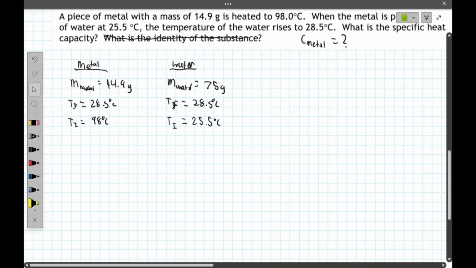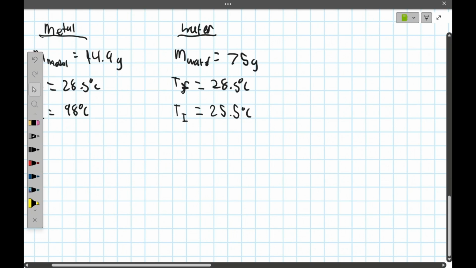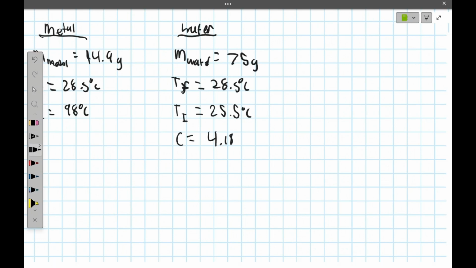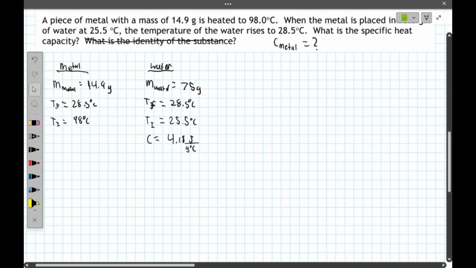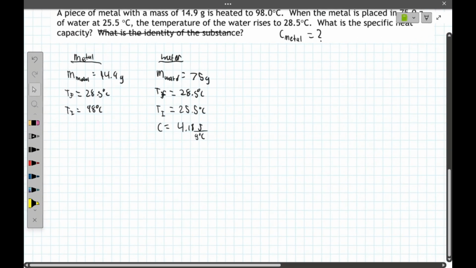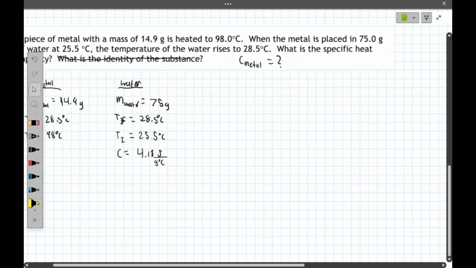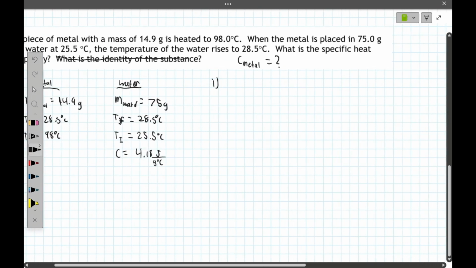So we have all this information, but there's one thing that we're missing: the specific heat capacity. Well, you see, we always have the specific heat capacity of water. C is equal to 4.18 joules per gram degree Celsius. So now we are able to solve for the specific heat capacity of metal, as we have all the information we need. So, step 1, we are going to solve for the heat energy of the water.